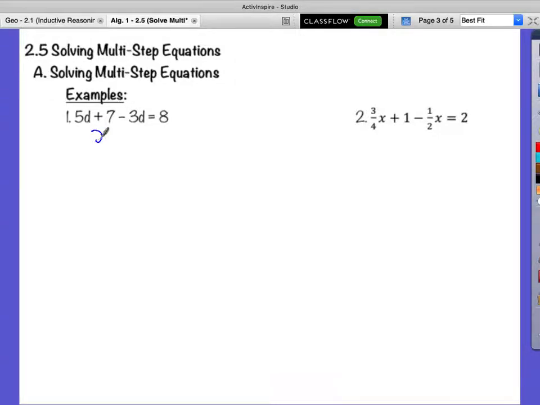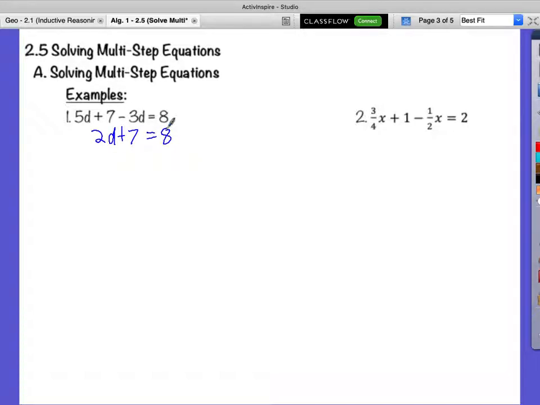2d plus 7 equals 8. What's the only thing that's changed so far? Now they're combined. We combined those d's. We combined like terms. Now, does this look like a two-step equation like we just did? Yeah, I would say so.